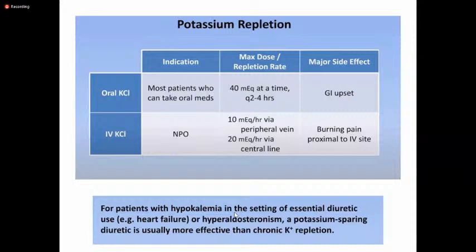And for patients who have hypokalemia in the setting of diuretic use, e.g. patients who are in heart failure, you'd rather give a potassium-sparing diuretic as opposed to giving potassium supplementation.